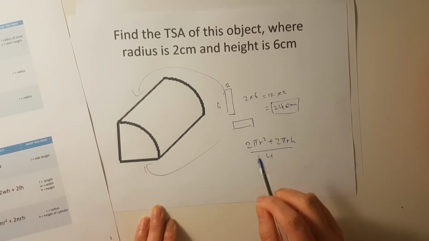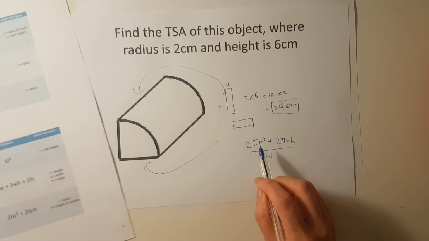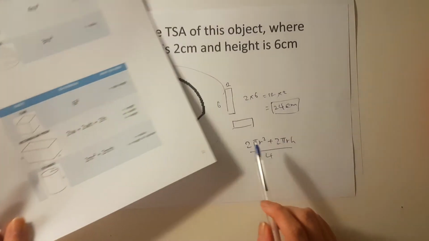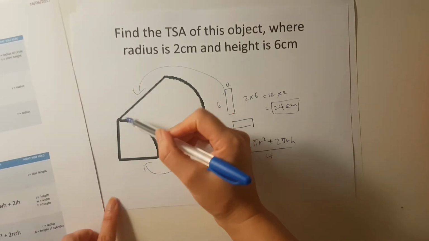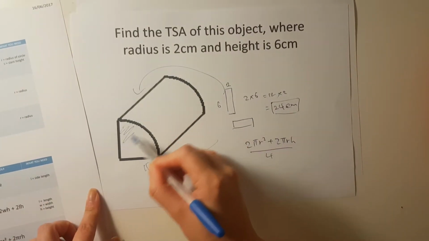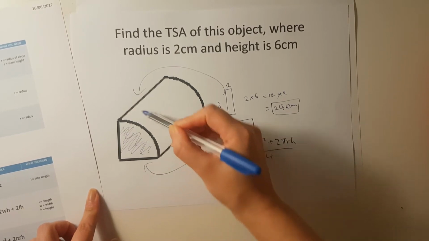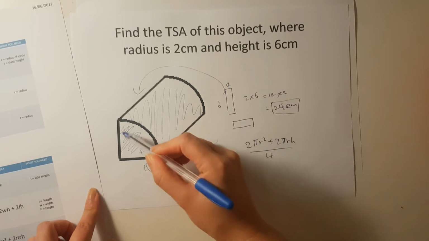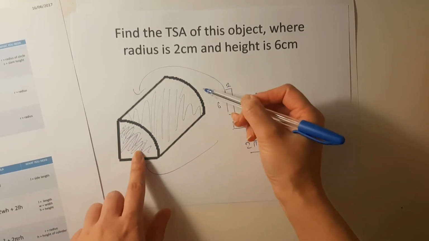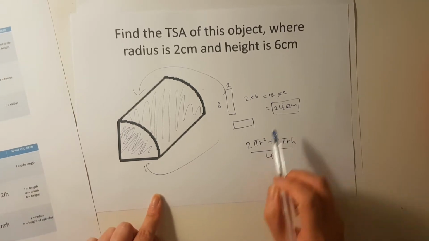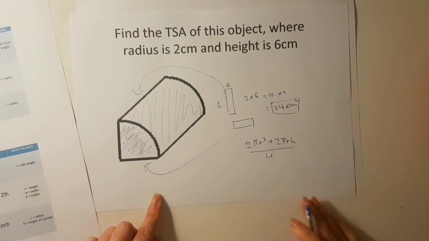Now, as I said in the last video, the formula that you'll be using is going to be this exact same formula here, but we're going to divide it by 4 because we've only got a quarter of a full cylinder. Okay, so we've got a quarter of the round face and a quarter of the front and back, and also 2 extra exposed sides that we've worked out previously to be 24 centimeters squared.